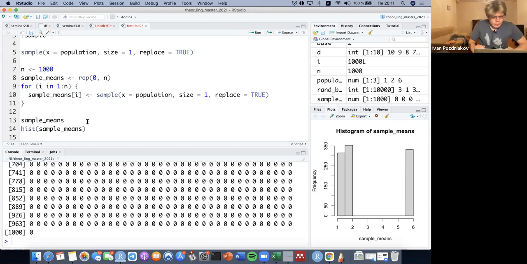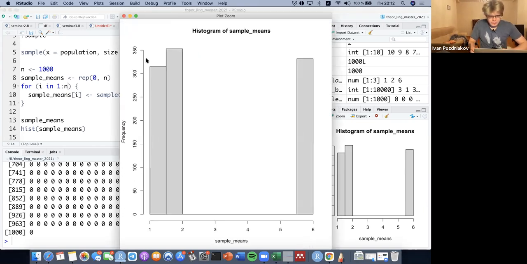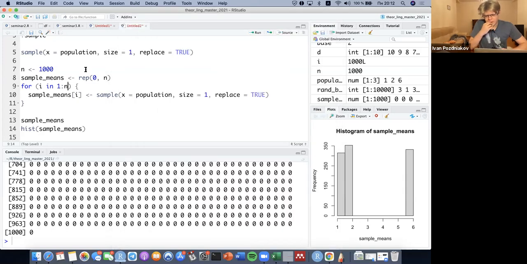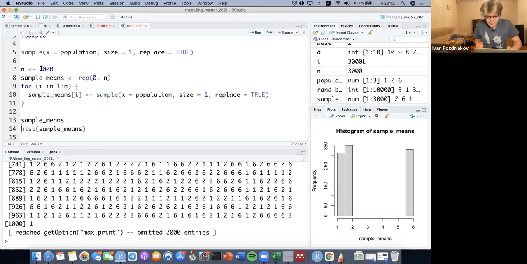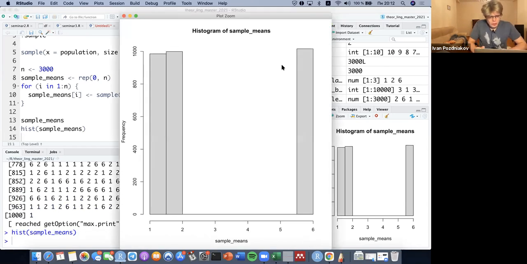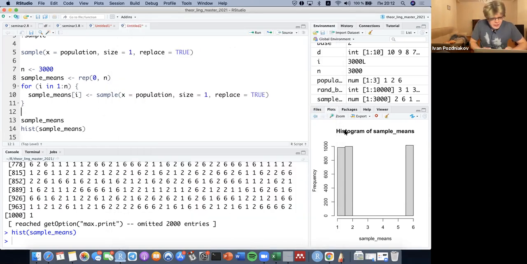But what I wanted to show you is that we recreated this histogram. I think we can do not 1,000, but 3,000, and let's see how it works now. And actually, when we increase the sample, it is more and more flat. Before that, there were some differences. So one is repeated something like 900 something times, here it's like 980 maybe or something like that. Let's even check it with the table function.